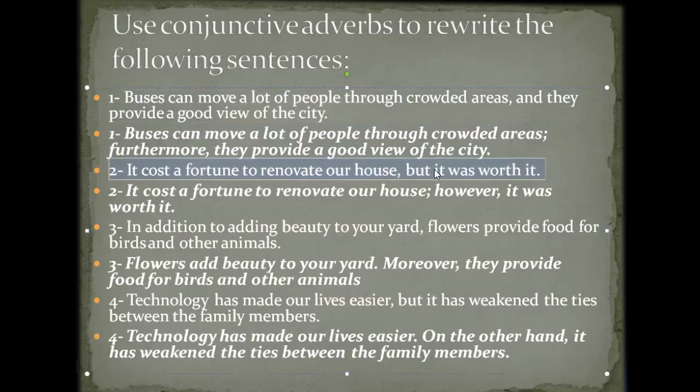Okay, so apparently there are two contrasting ideas here. So we could use something like however. So we could say it cost a fortune to renovate our house. However, with a semicolon and a comma, it was worth it. Number 3, in addition to adding beauty to your yard, flowers provide food for birds and other animals. One more time, there's nothing wrong with using in addition to. I just want you to practice using different words.